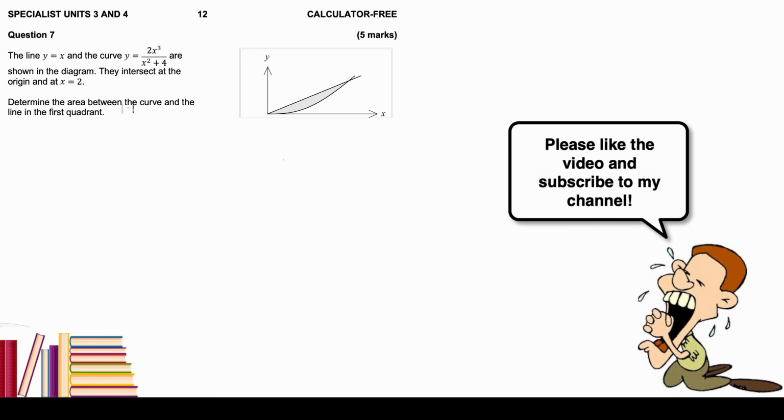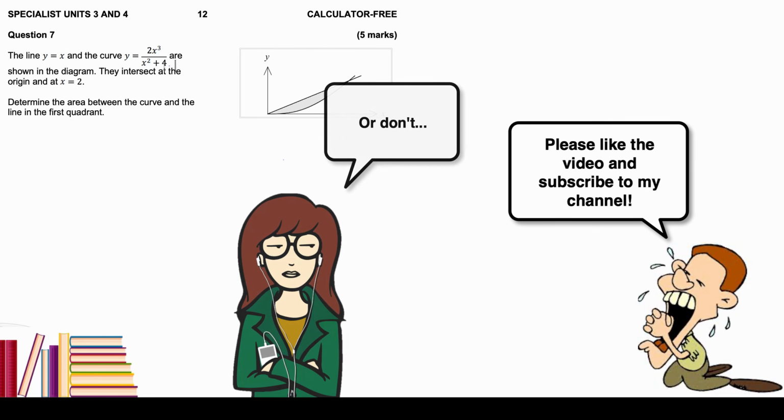G'day guys, we've got an integration question for you today where we're asked to find the area enclosed between the curves y equals x and y equals 2x cubed over x squared plus 4. Now we're told that these two curves intersect at the origin and x equals 2.